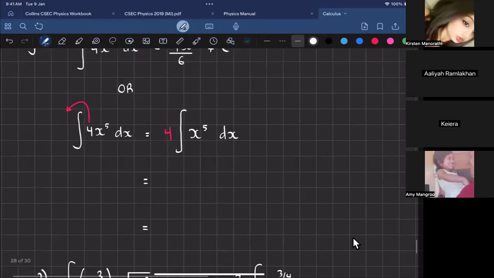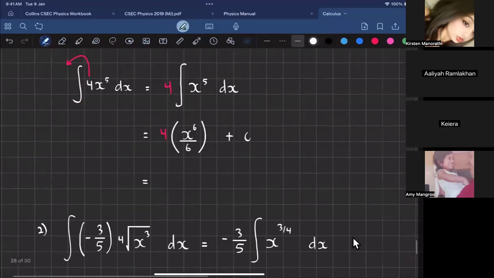So Aliyah, what's the next line? I'm going to integrate the x to the power 5 like normal, without the 4, so it'll be x to the power 6 over 6, plus c. I'll put the plus c on the outside. And we're going to end up back with the 4/6 x to the power 6. That's my answer.